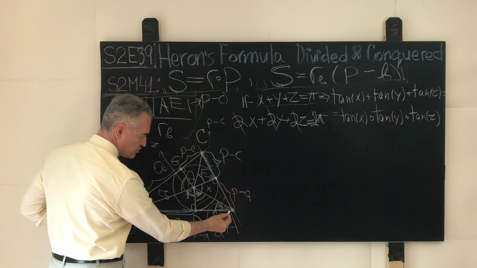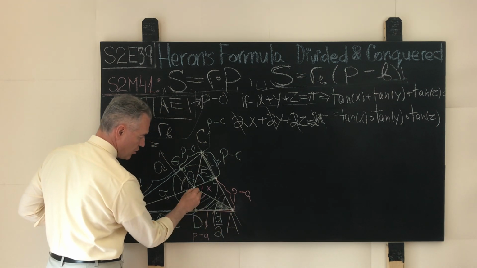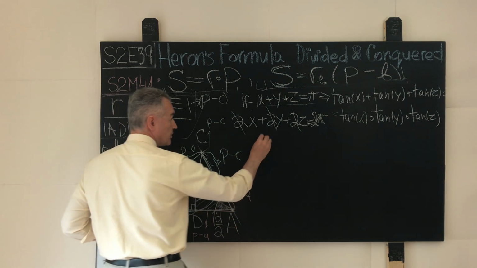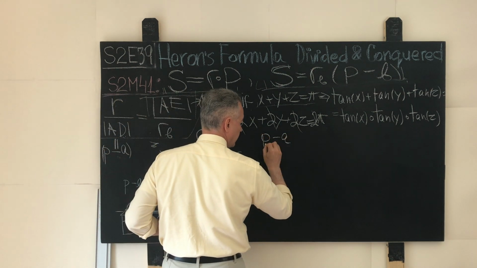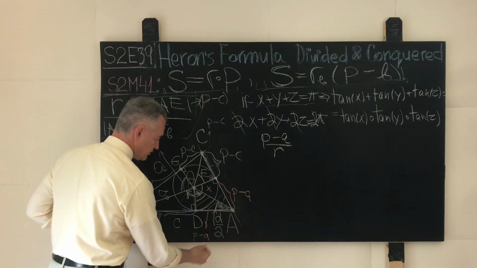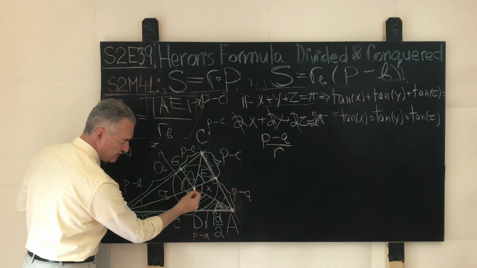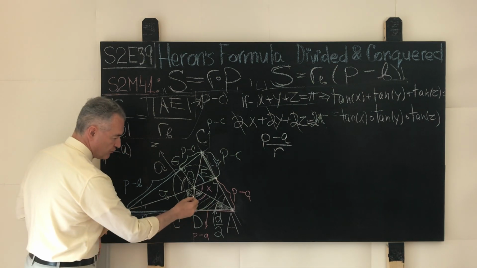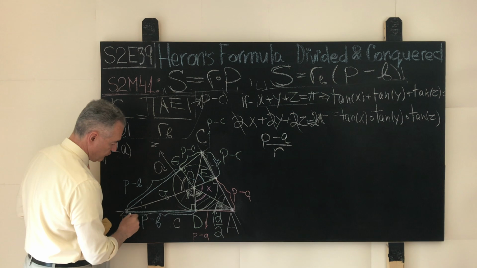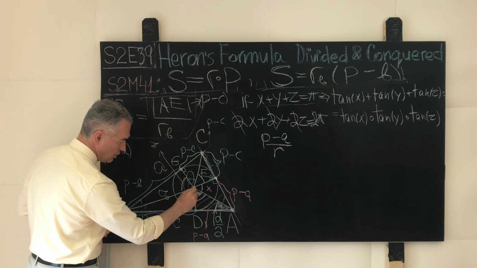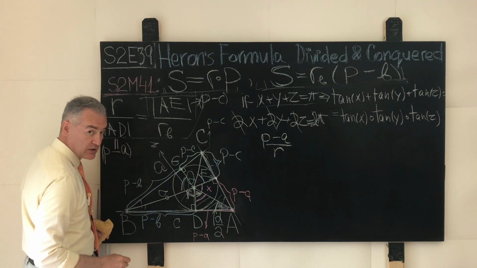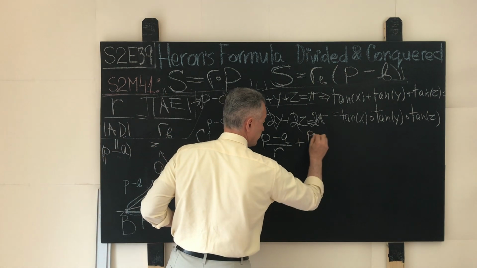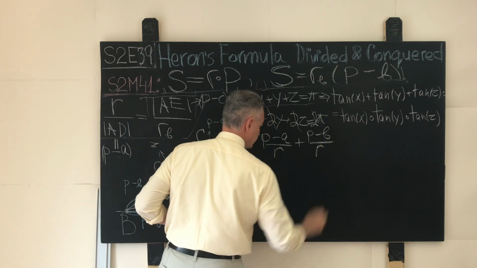X. For the tangent of the angle AOD, what do we have? We have P minus A over R. You see, the length of this side divided by the length of this side for the tangent of this angle. For the tangent of the angle Z, or for the tangent of the angle BOD, what do we have? We have P minus B plus P minus B over R.